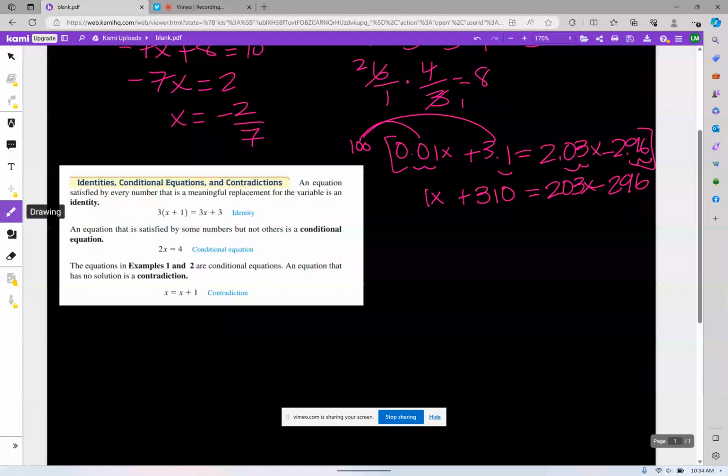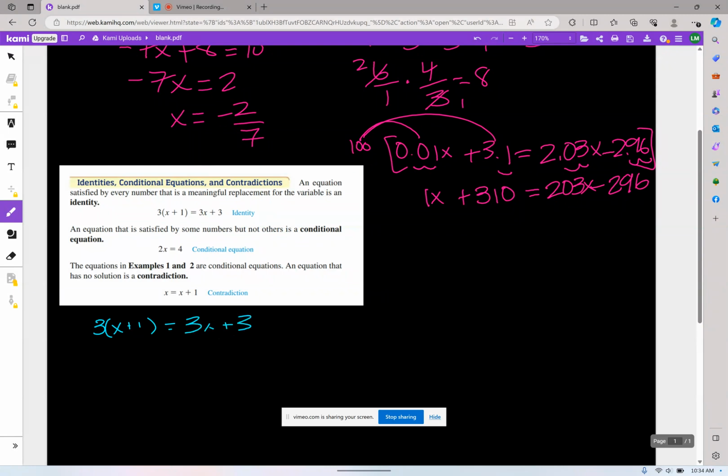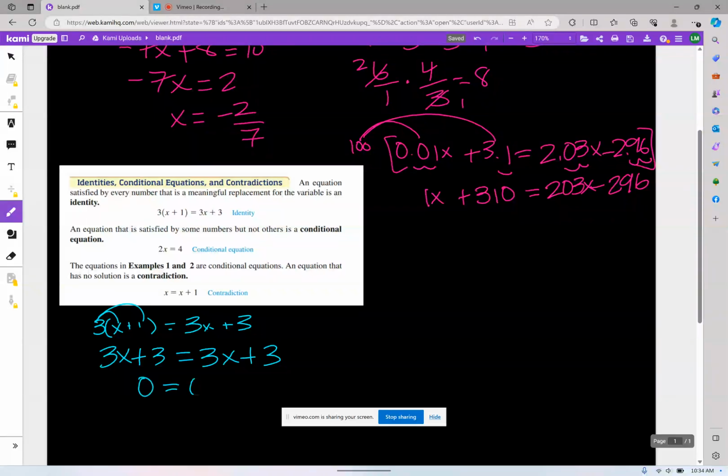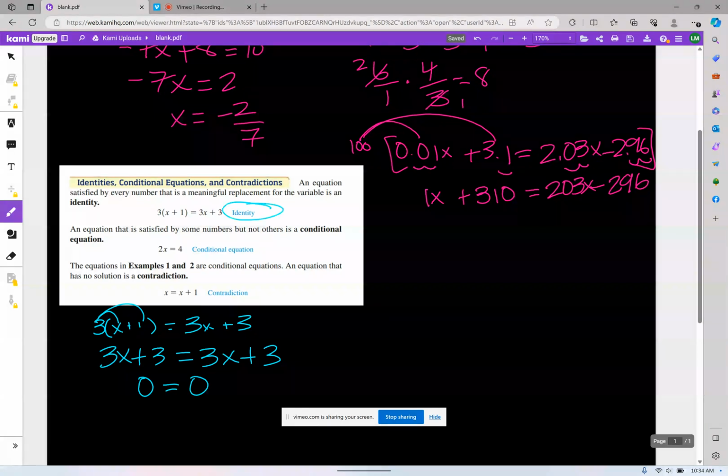So the first type of equation, an identity equation, is where the left side and the right side are exactly the same. And when I try to solve it, I end up with 0 equals 0. So if I try to solve this equation, notice that when I distribute the 3 through, I end up with 3x plus 3 equals 3x plus 3. If I don't notice that those are exactly the same and I try to solve, subtract 3x from both sides, subtract 3 from both sides, I get 0 equals 0. This is called the identity or an identity. Same on both sides, all right?